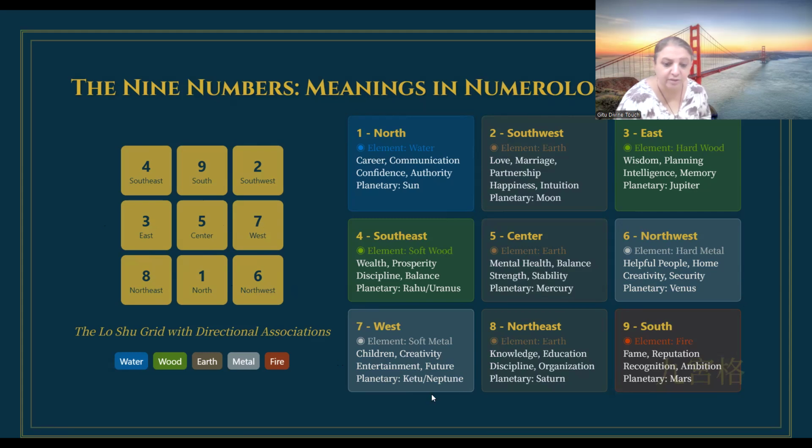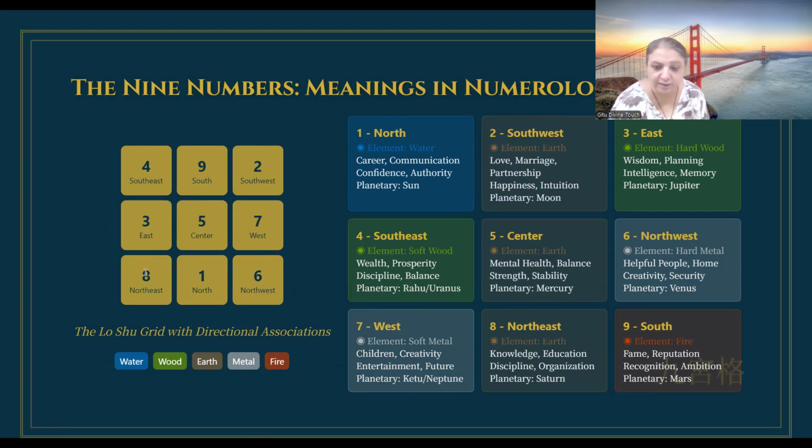7 is west. We know 7 is Neptune, Ketu, and it is for soft metal. Children, creativity, entertainment, future, all this is known by the number 7.